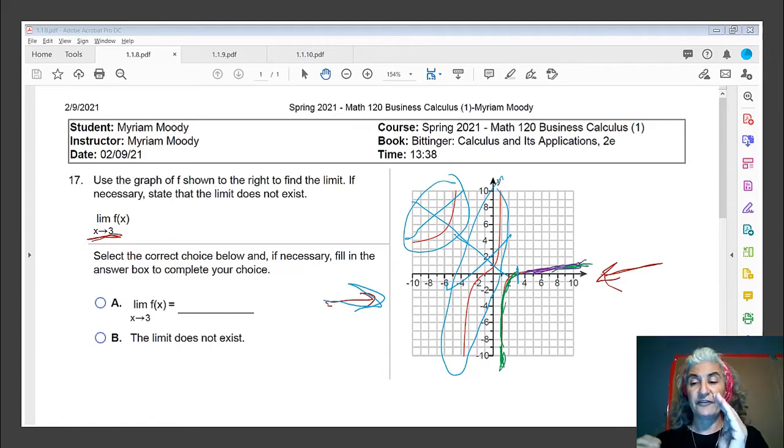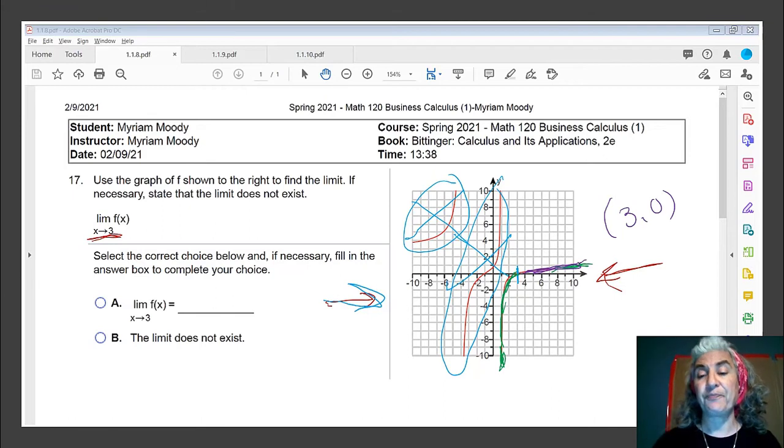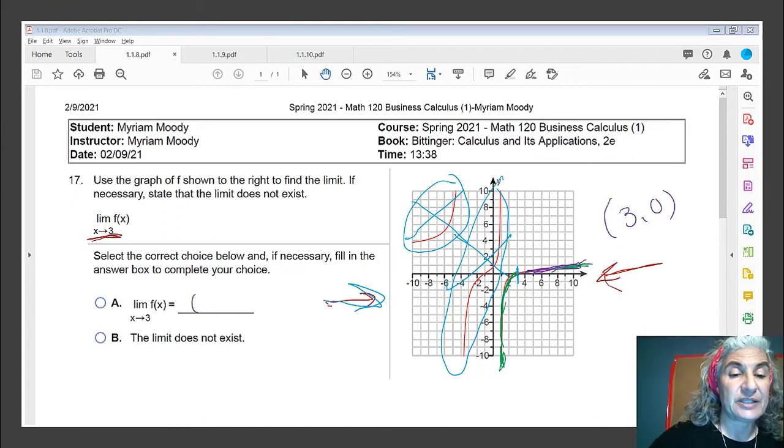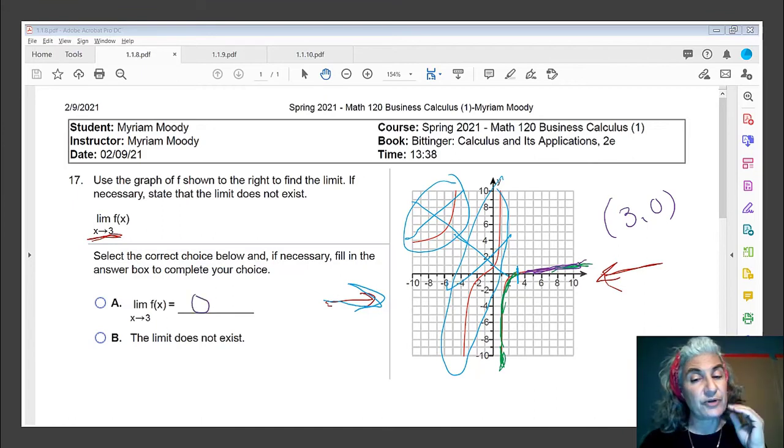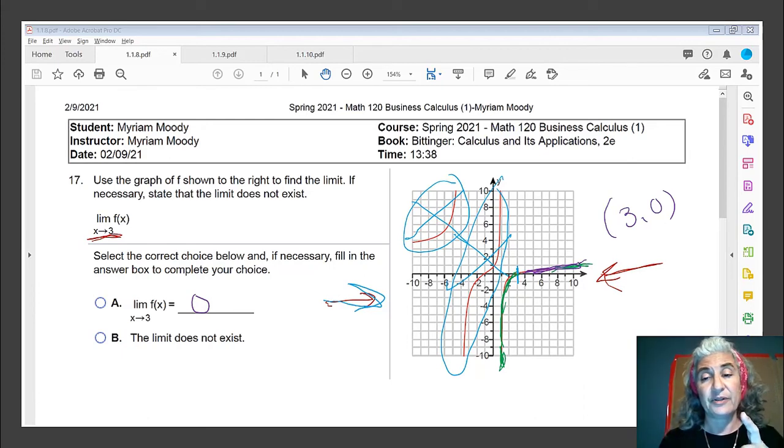So from the left and from the right, they're both approaching that same point, aren't they? And that looks like the point 3, 0. So when they approach from the left and from the right, they're both approaching that exact same point. So do I have a limit? Yes, I do. And what's our limit? Good, 0 in this case. Agreed? Remember, the limit is the y value. What y value are we approaching as we approach this 3 on the x-axis?